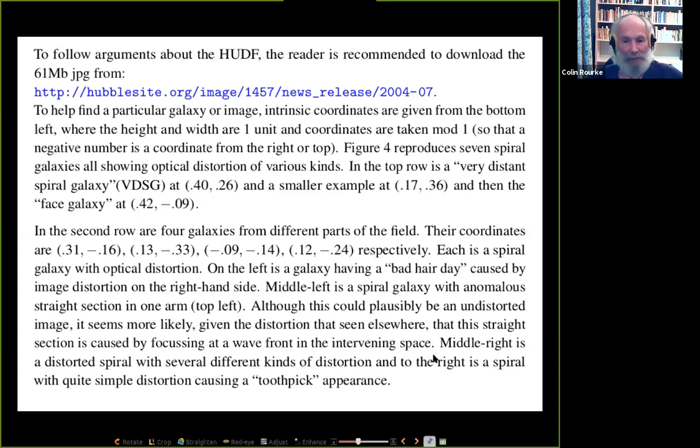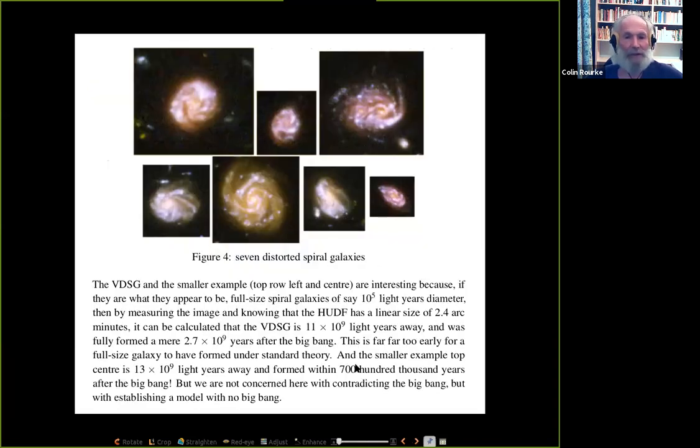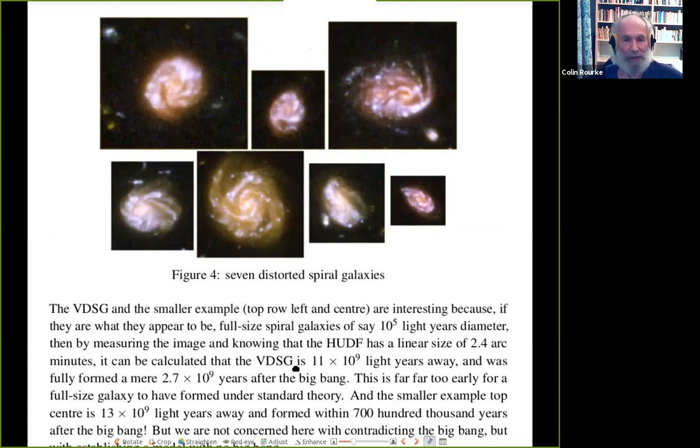Now I've assembled in the next slide 7 different, obviously spiral galaxies with various sorts of distortion. I'll come back and talk about these in a minute. We just saw the face galaxy. These 2 galaxies here are interesting because I've chosen galaxies which are a long, long way away, but still obviously spiral galaxies. This one's obviously a spiral galaxy with some gravitational distortion. You can't really see it very clearly. And this one, even smaller, is probably a full-size spiral galaxy as well, but again, you can't really tell.